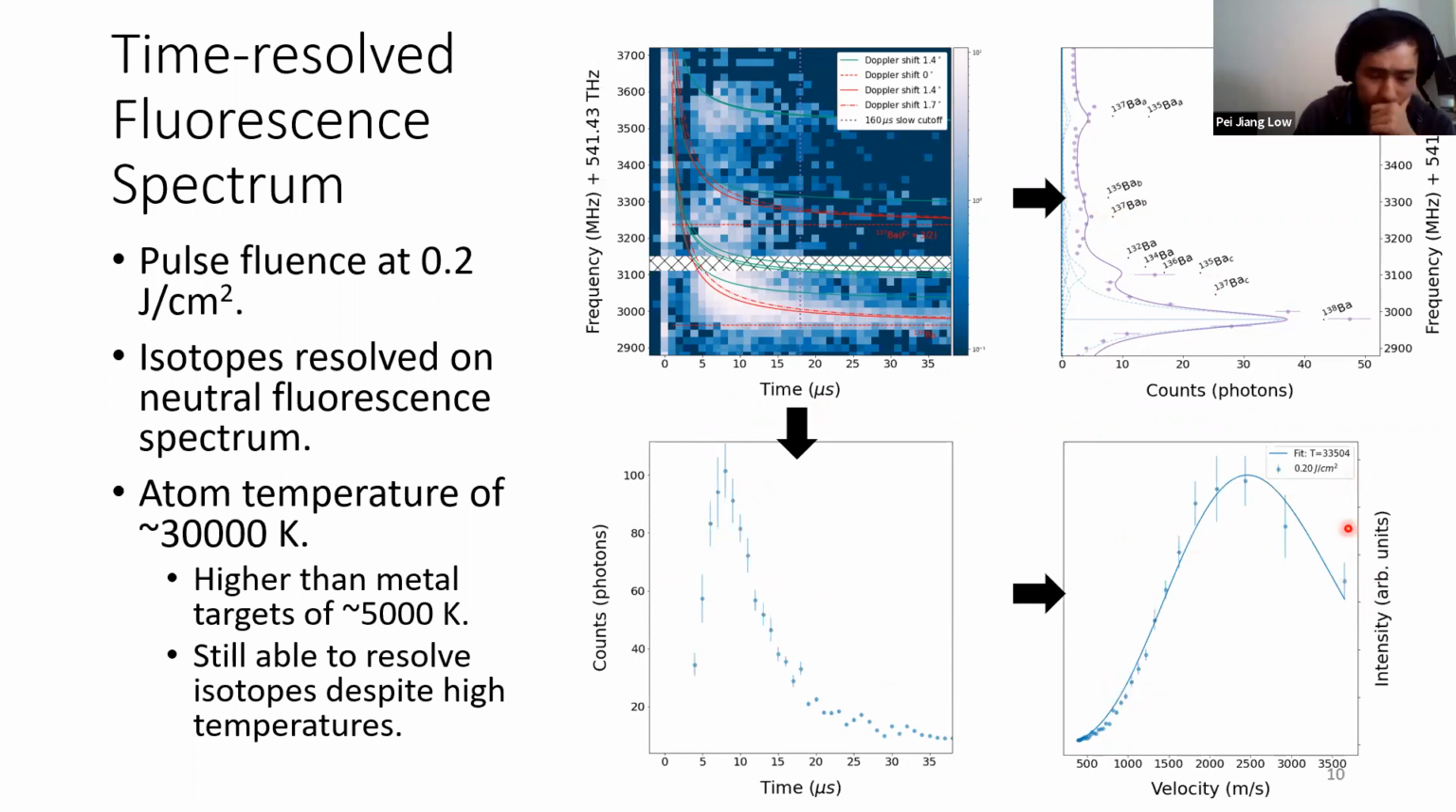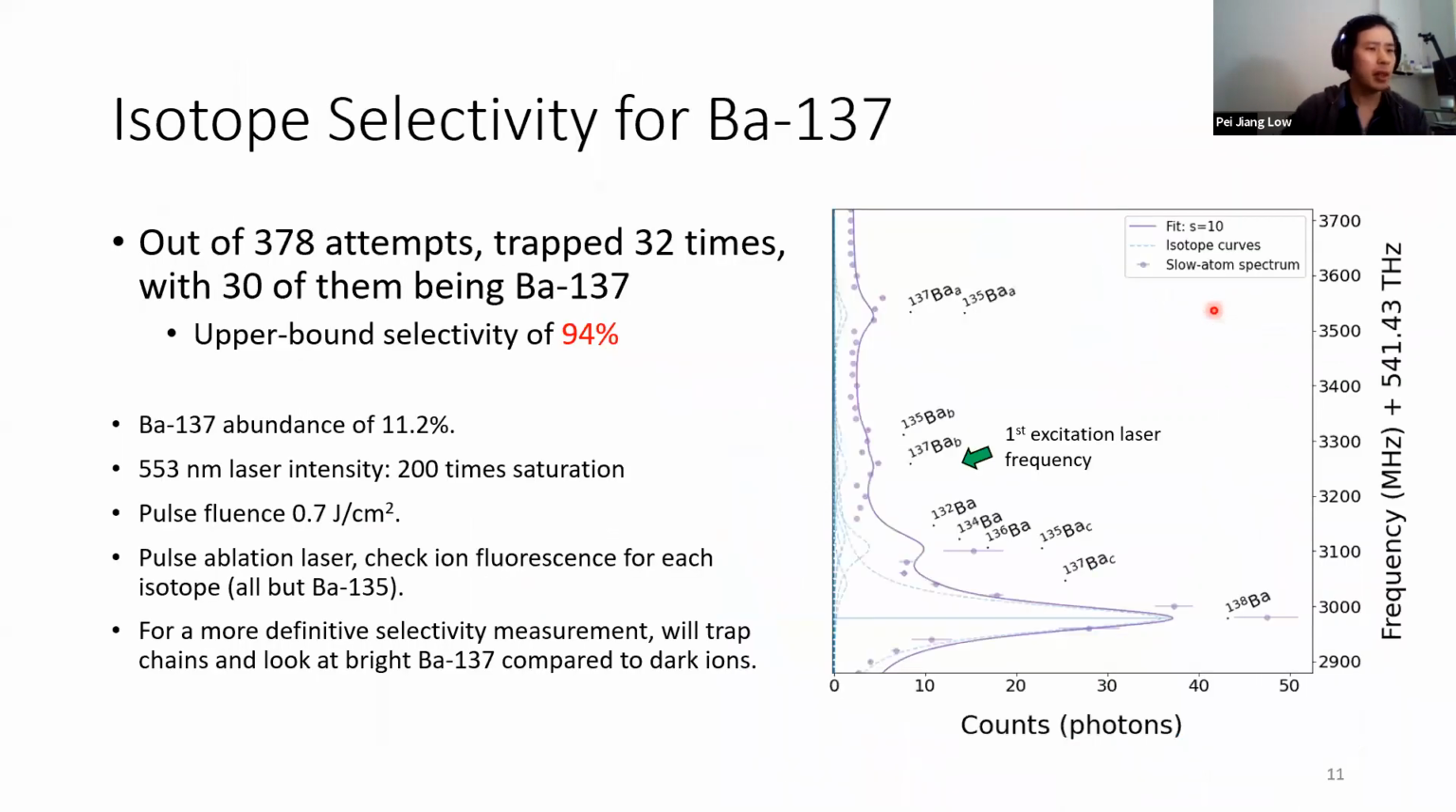And from here, we find that the average temperature of the atoms is very high. It's about 30,000 Kelvin, which is much higher than ablating a metal target, which gives you about 5,000 Kelvin. And what's notable is that even though the average temperature is so high, we still have enough slow atoms that we can resolve the peaks and for trapping as well. So we have seen that we can resolve the isotope peaks. So we should be able to trap selectively.